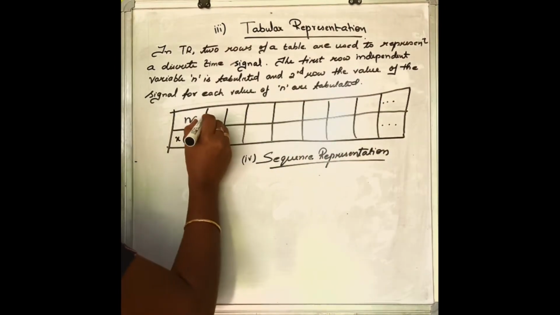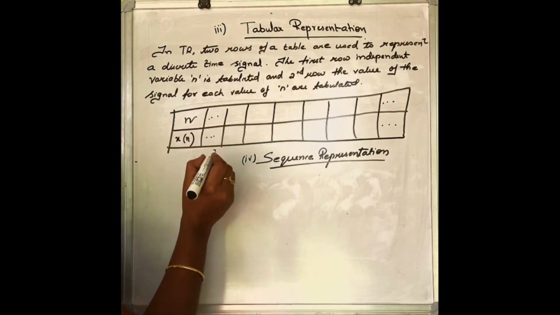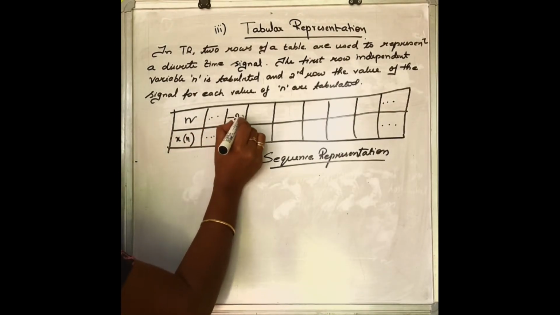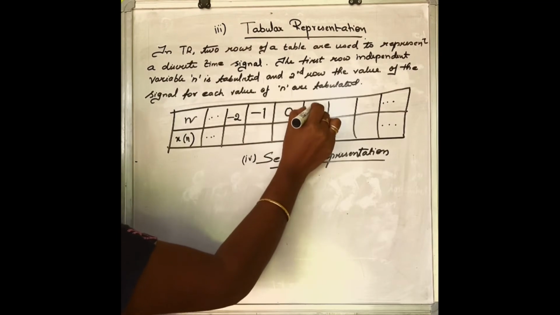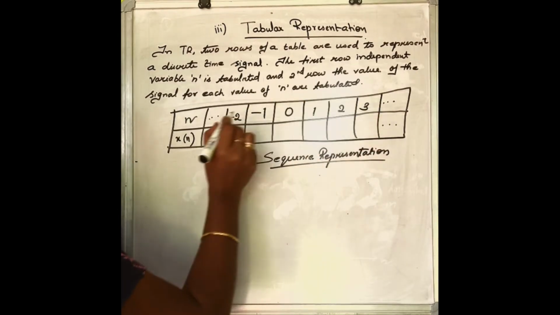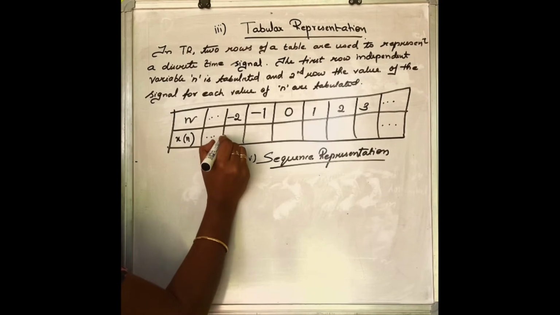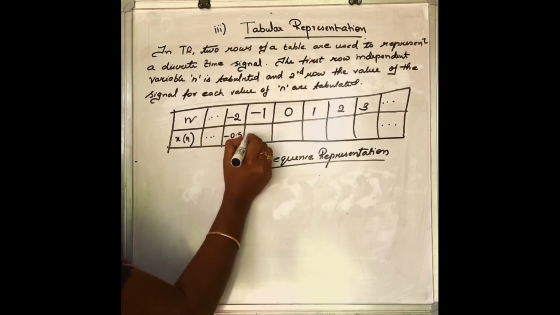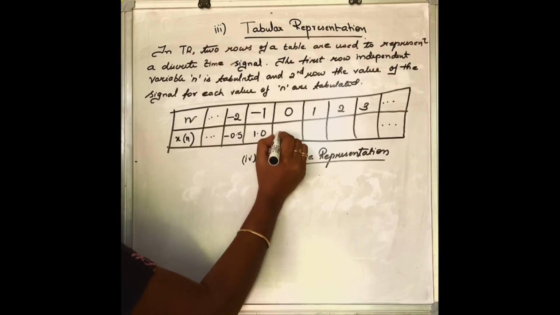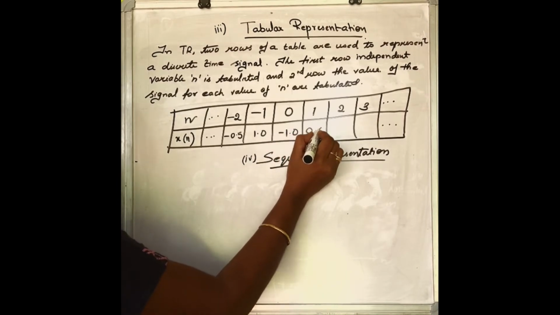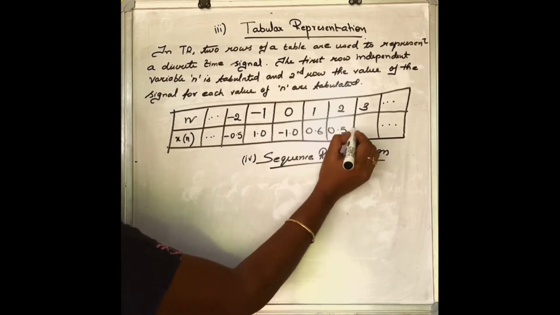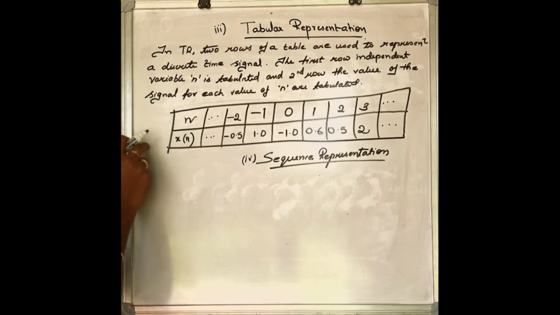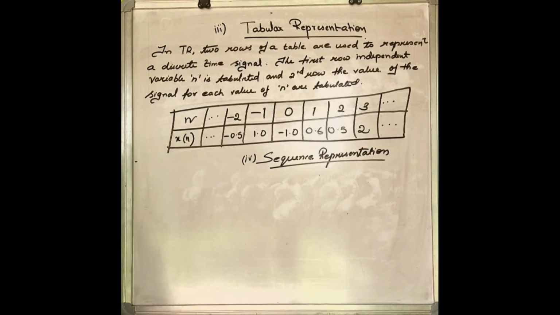Leave the first and the last block. Then it is -2, -1, 0, 1, 2, 3. And the corresponding amplitudes -0.5, 1.0, -1.0, 0.6, 0.5, 2. So these are the same values which we took for graphical representation and functional representation. So this is called tabular representation.